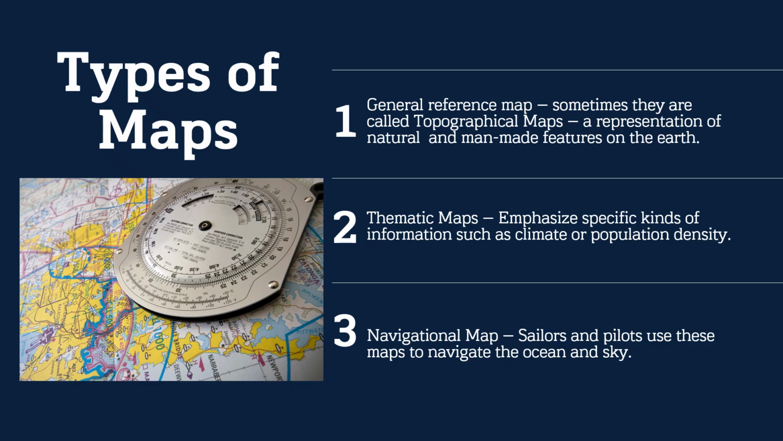Now, these types of maps, they're of course general reference maps, sometimes called topographical maps. These are showing the landmade features, elevation, height, depth, width. Thematic maps, very often showing information like climate, population, and navigational map. Sailors, pilots use these. They're using this to help navigate the stars and the ocean or the sky. They are using it to navigate.